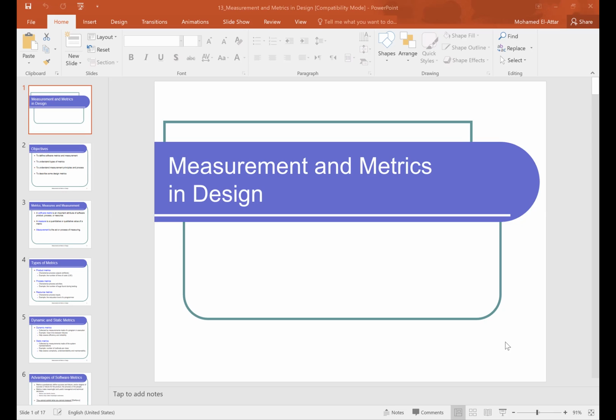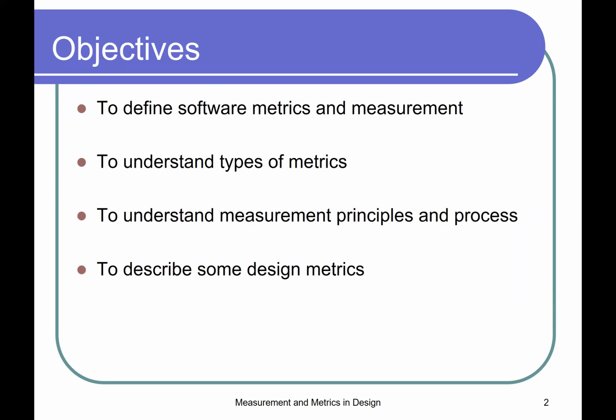Although the chapter says measurements and metrics in design, they apply to every aspect of the software development lifecycle, all the different processes and all the different products as well. Not just the final product, not just the source code, not just the design, but even the requirements document, the testing artifacts, and so on. All right, so in this chapter we're going to define software metrics and measurement, understand the different types of metrics, understand the principles of measurement and process, and describe some examples of design metrics.